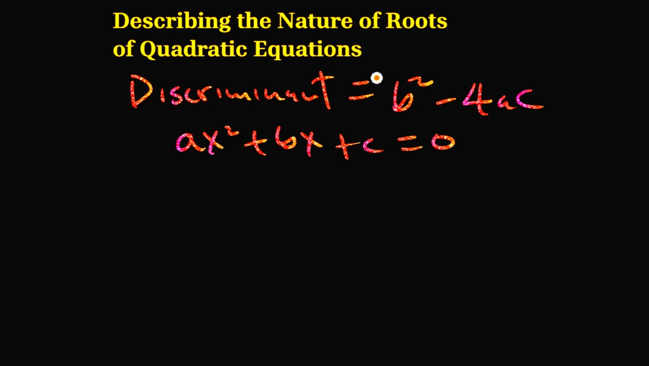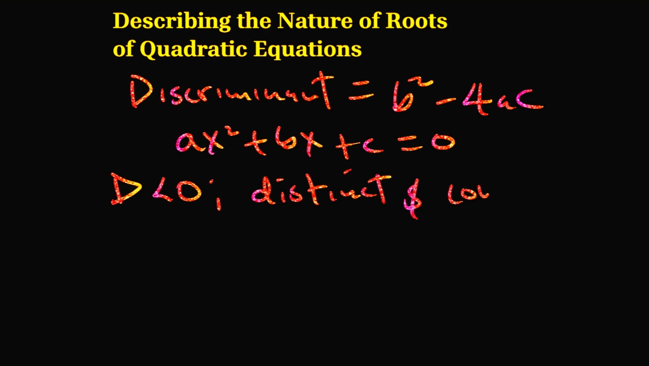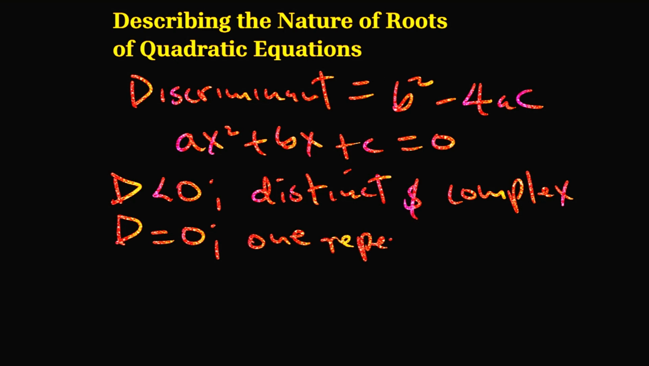There are three cases that arise. There's a case where the discriminant is less than 0. When the discriminant is less than 0, the roots will be distinct and complex. That is where we get imaginary numbers as the roots. Then there's a second case where the discriminant is equal to 0. When the discriminant is equal to 0, there is one repeated root, which is real.